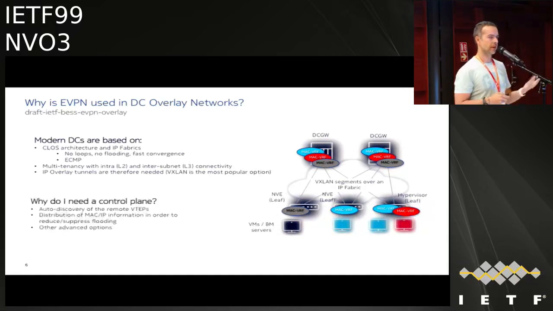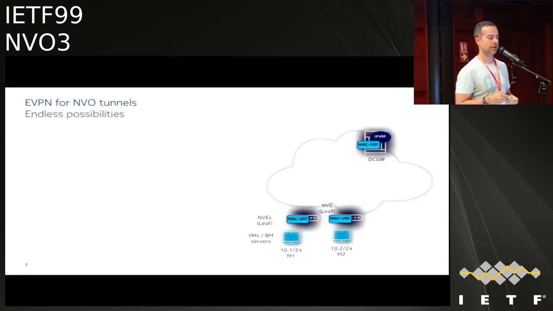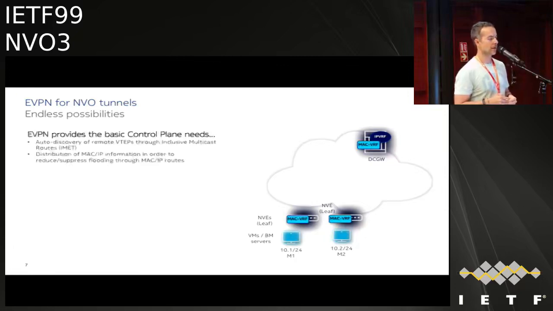Why do we need a control plane for VXLAN or any other IP overlay tunnel? Well, first of all, you need to auto-discover the remote VTEPs. So when a given VM in a subnet needs to talk to someone else in a different leaf or data center gateway, it needs to know how to reach that leaf or data center gateway, right? The other thing you need is to somehow distribute the MAC and IP information of the different hosts in your subnets. And you also need some more advanced options. So EVPN is a perfect fit for the NVO data center. It provides all the basic control plane needs that you have. And as an example here, you have two leaves, right, with a VM attached to each of them. And then you have a data center gateway. So you have the same subnet for a tenant configured in the three of them.